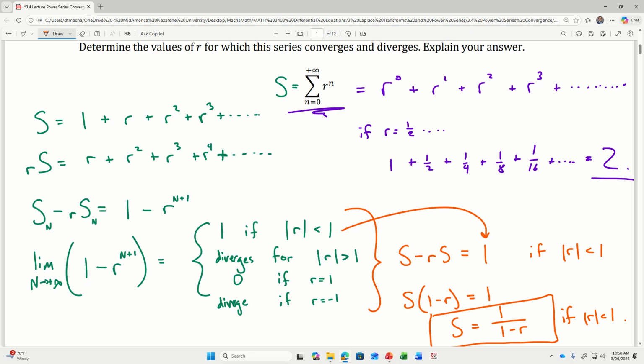You tell me a value of lowercase r between -1 and +1, and I can tell you what the geometric series converges to by taking 1 divided by 1 minus r.